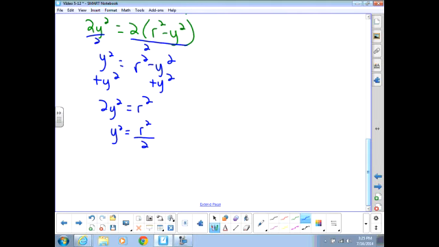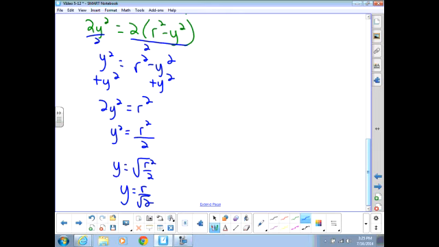And when we take the square root, we'll have y equals the square root of r squared over 2, which is the same as saying that y is equal to r over the square root of 2. Now, you may be asking, why do we not need the plus minus? We chose to think of it as the y, or the semicircle being in the top half, so the y values are then positive.